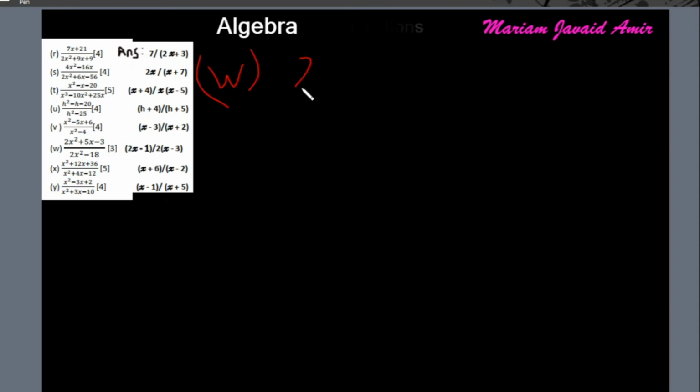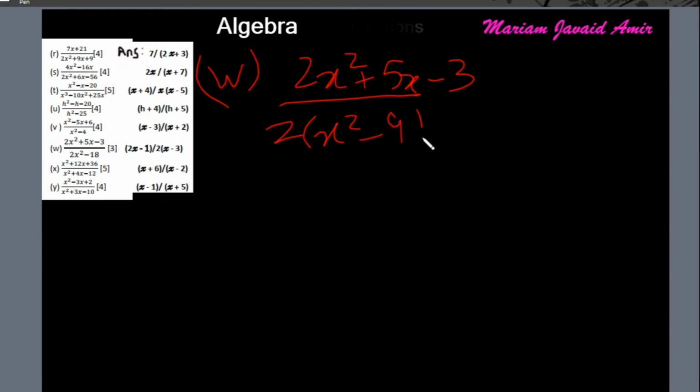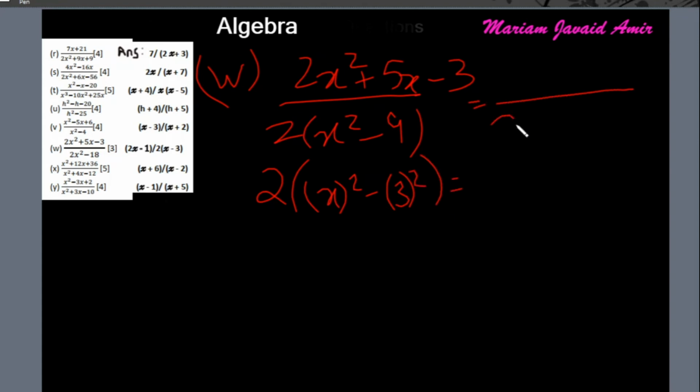is 2x square plus 5x minus 3 over 2 times x square minus 9. 2 is common in the denominator. Okay, and then x square minus 9 can be further written as x square minus 3 square, which is a square minus b square. So the denominator becomes 2 times x plus 3, x minus 3.